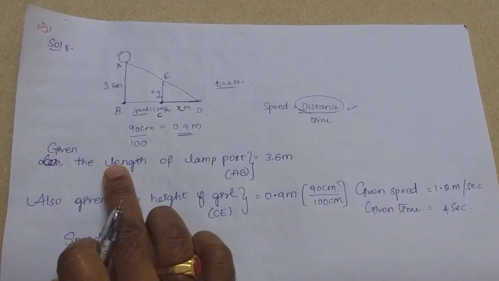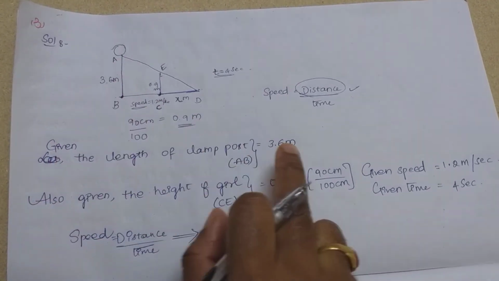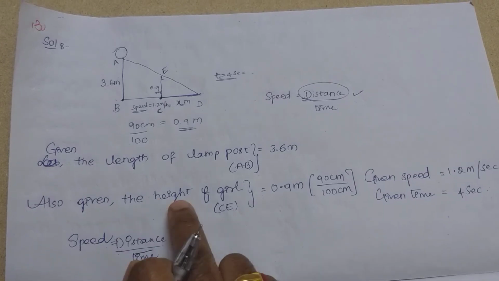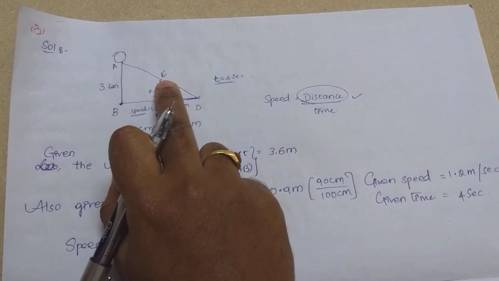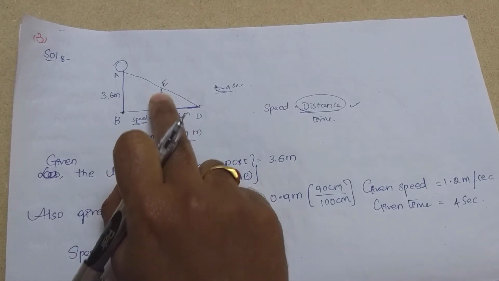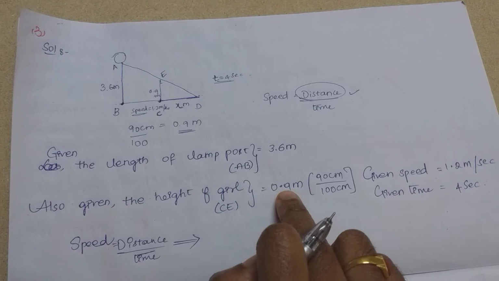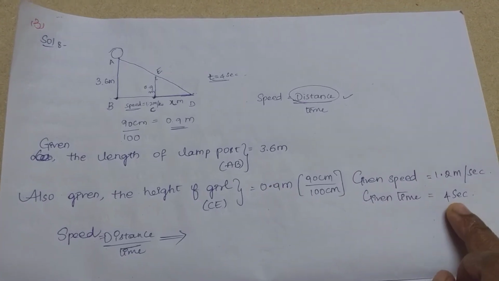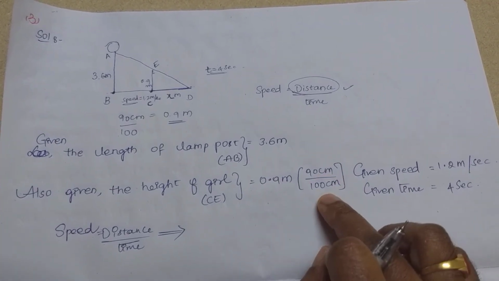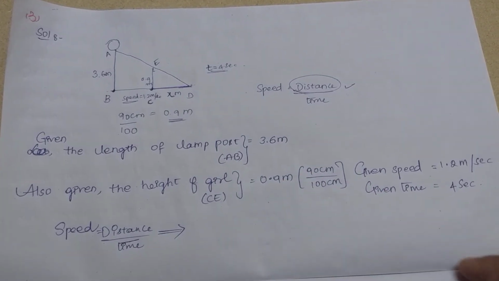See here, I have written, given the length of the lamp post AB equals 3.6 meters. Also given the height of the girl, this is the height of the girl. So I have assumed the height of the girl, CE, equals 0.9 meters. How did this come? It's 90 centimeters divided by 100, because 1 meter equals 100 centimeters. You'll get 0.9 meters. Clear?